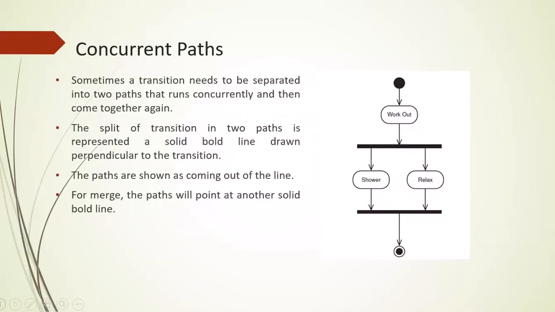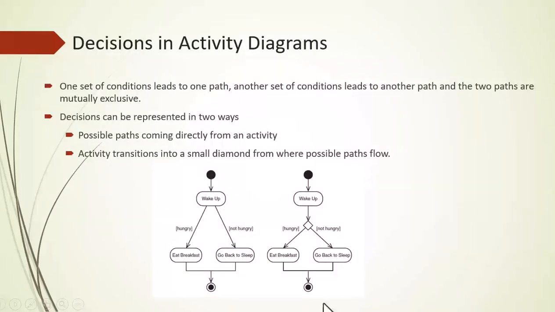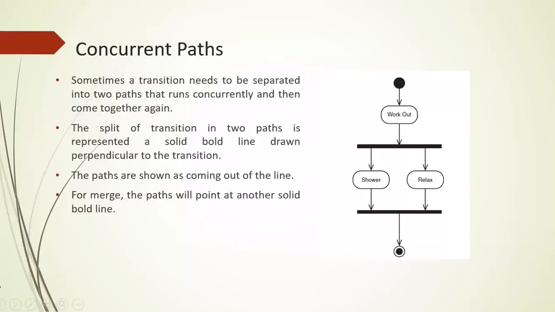Concurrent paths. Concurrent paths means that activities can run in parallel. Unlike the mutual exclusive, where, as you see, only one path execute, here both paths in parallel can execute. Sometime a transition needs to be separated into two paths that run concurrently and then come together. The split transition in two path is represented by a solid bold line drawn perpendicular to transition.